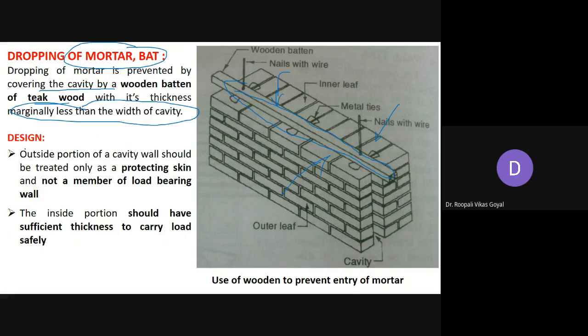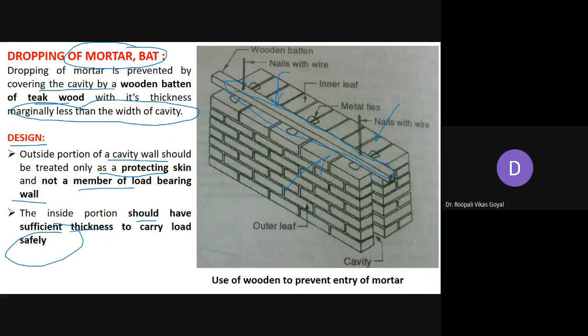Now as far as simple design is concerned, the outside portion of the cavity wall should be treated only as a protective skin and not as a member of the load bearing wall. So this is the general design consideration that the outer wall is generally to be considered as a non load bearing wall, and the inside portion should have sufficient thickness to carry the load safely. So these are the two basic design considerations to be followed when you are designing for cavity wall construction.